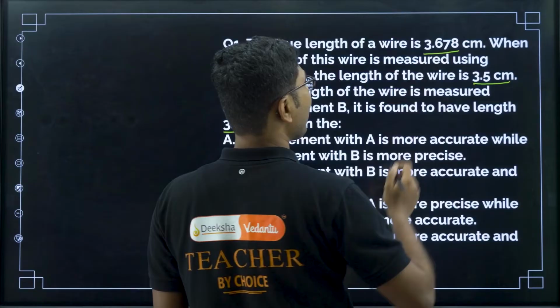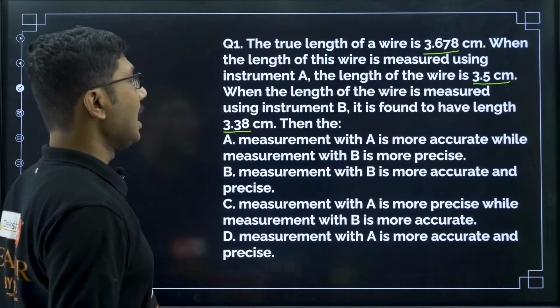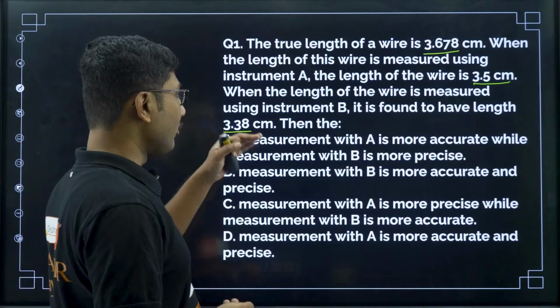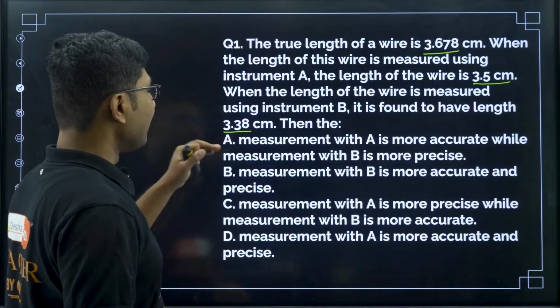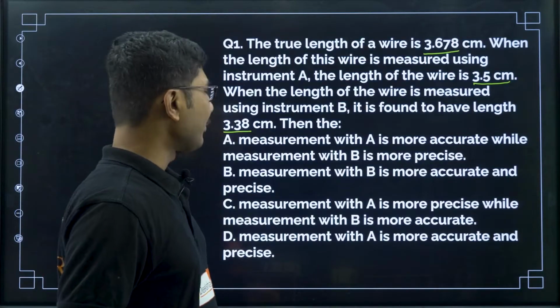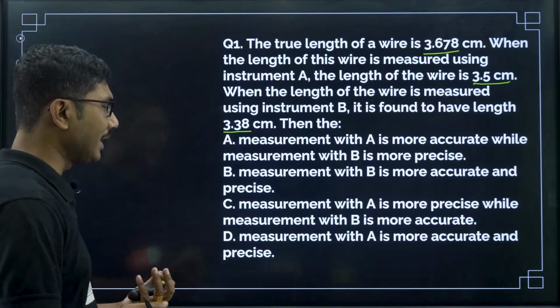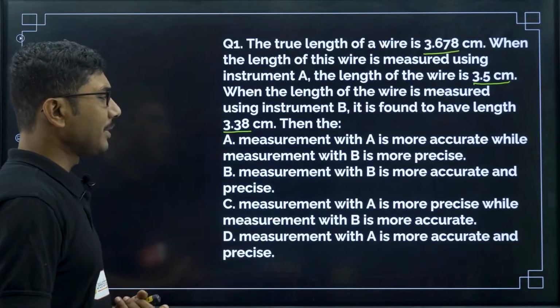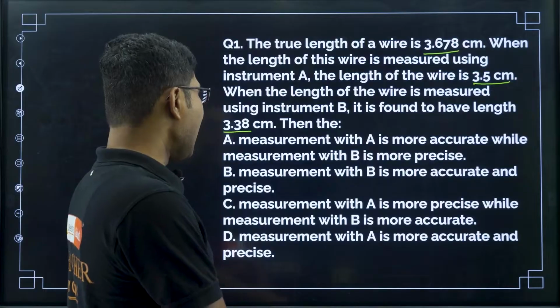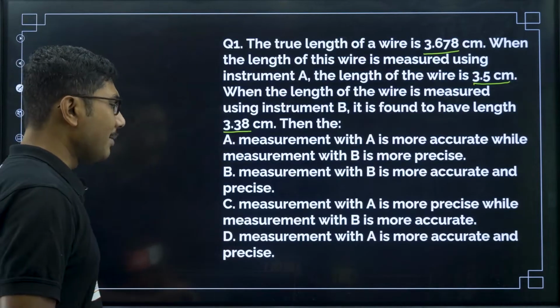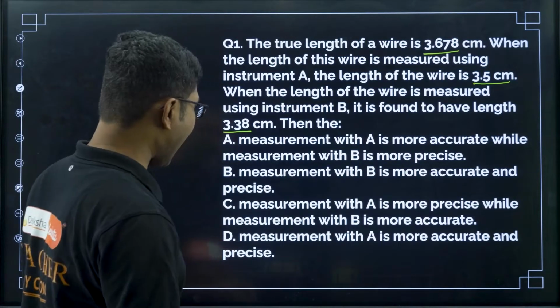Right, so what is the actual length? Actual length was 3.678 centimeter. Now which of the following is true? The measurement with A is more accurate while measurement with B is more precise. Measurement with B is more accurate and precise. Measurement with A is more precise while measurement with B is more accurate. Measurement with A is more accurate and precise.